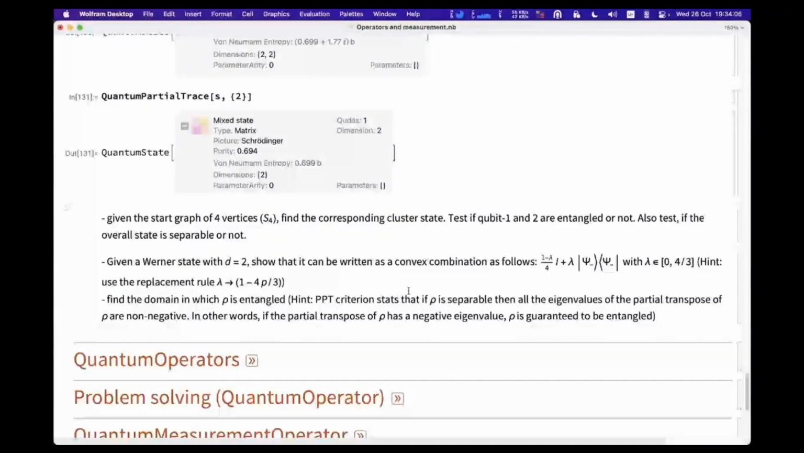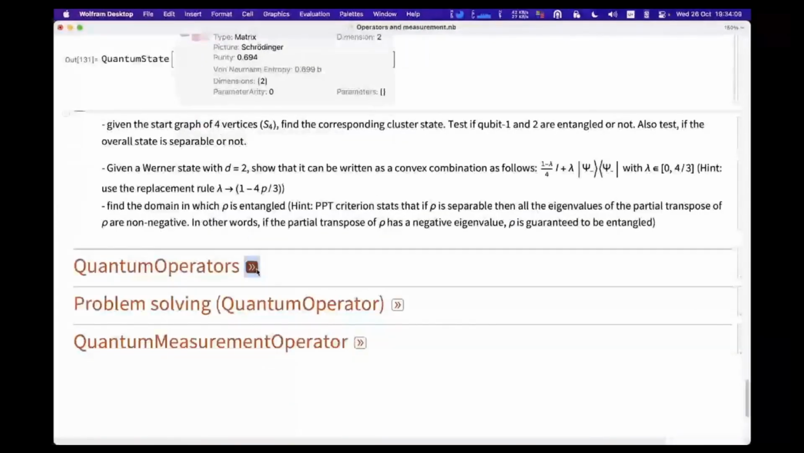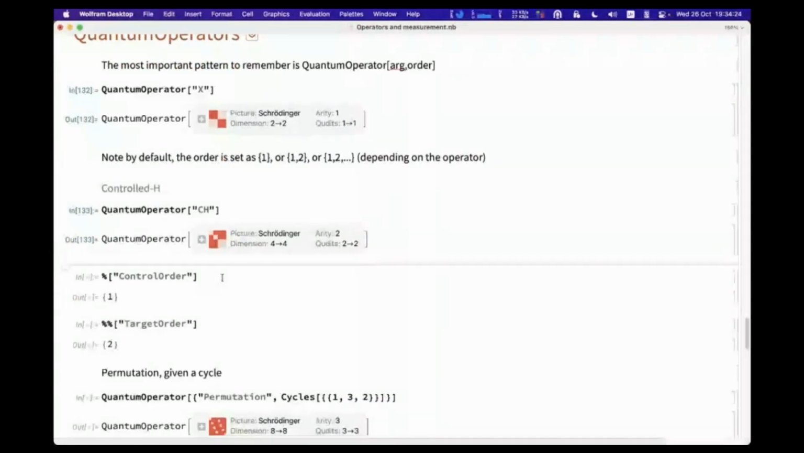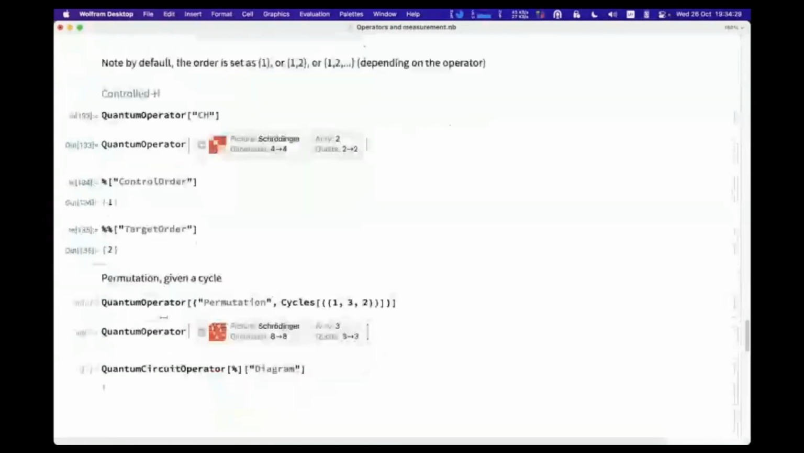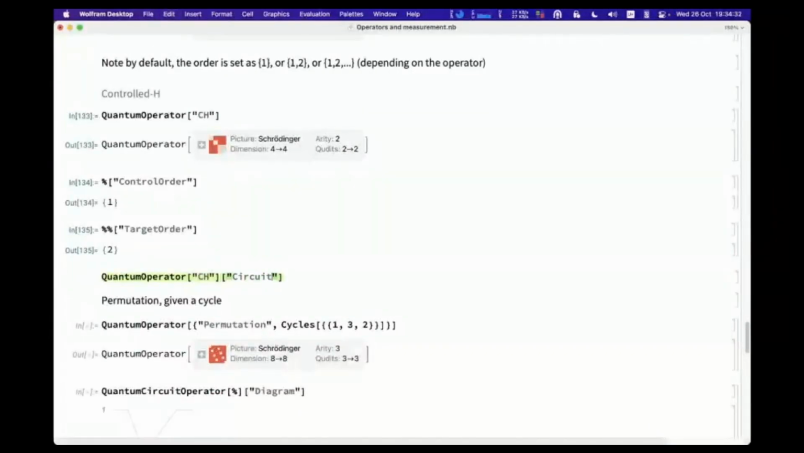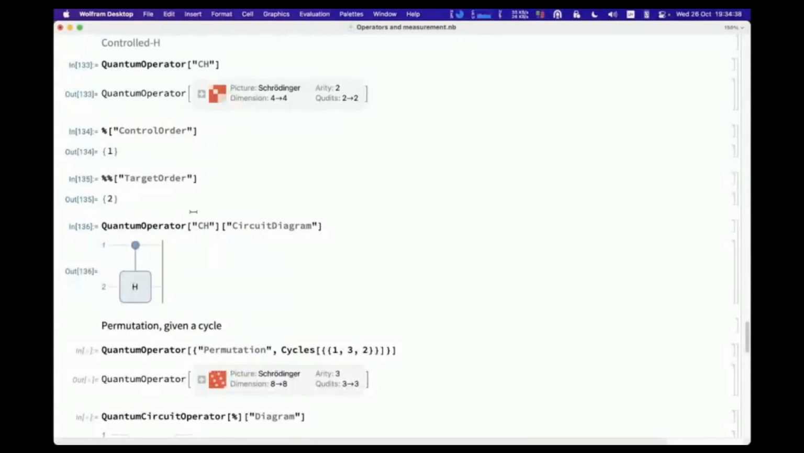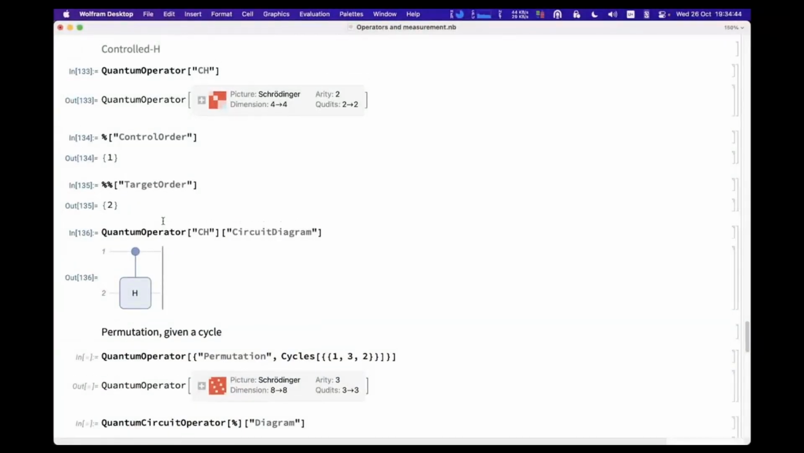There are a couple of interesting examples there, but I think it's better to move on to the next topic, quantum operators. We already discussed many of them, so we can go through that very fast. We go with the named operators. We have a collection of named operators. One interesting feature is control operators. Many of the named control operators have C at the beginning. So you see this is a circuit diagram. The control qubit is 1, the target qubit is 2. So that's how we can get it.